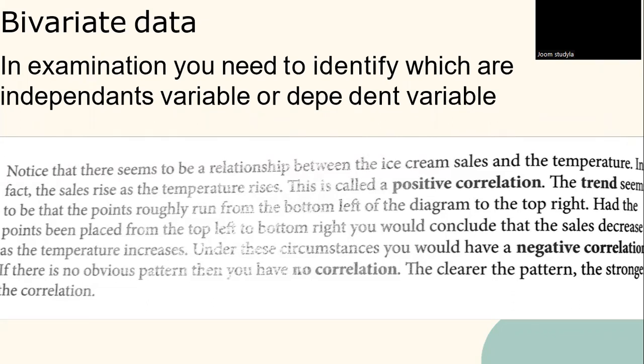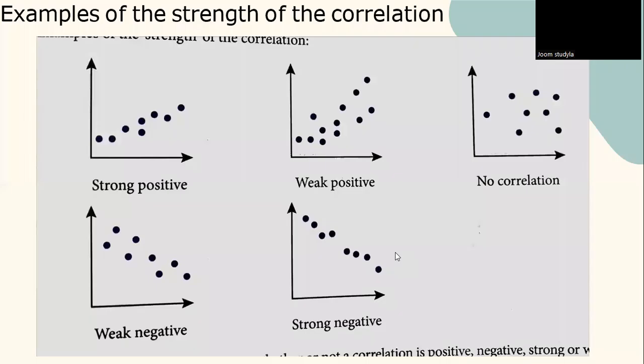as the temperature increases. Under these circumstances, you will have negative correlation. If there is no obvious pattern, then you will have no correlation. The clearer the pattern, the stronger the correlation. You have to remember this diagram.